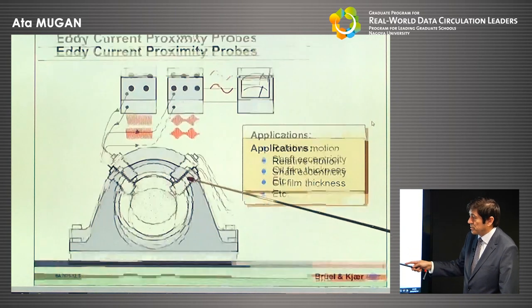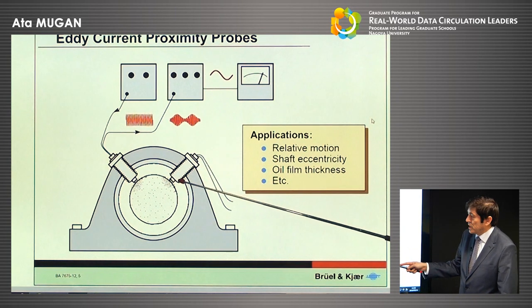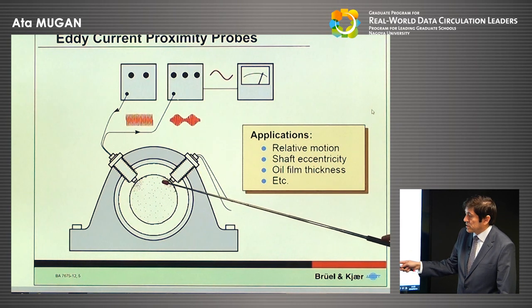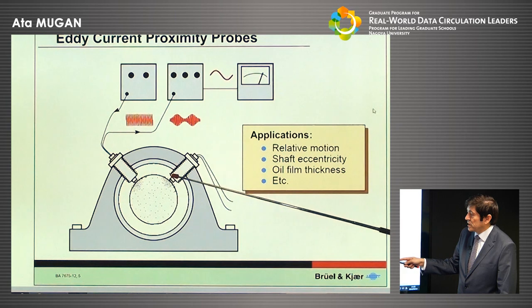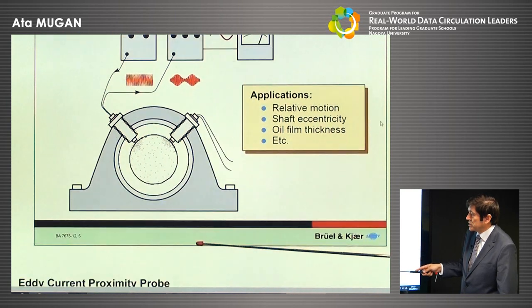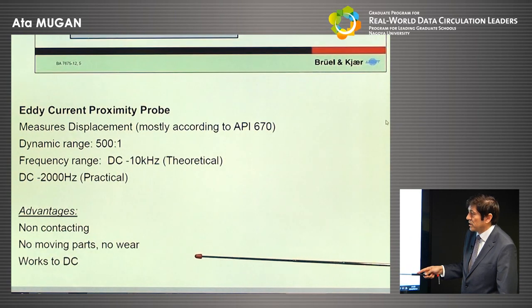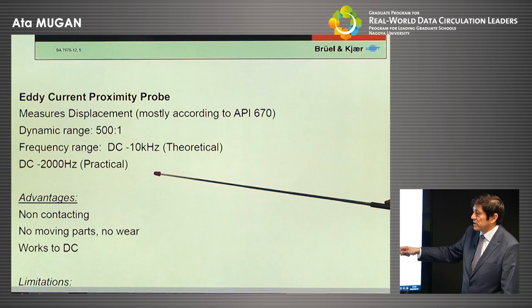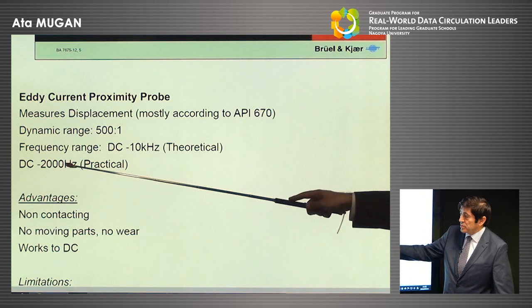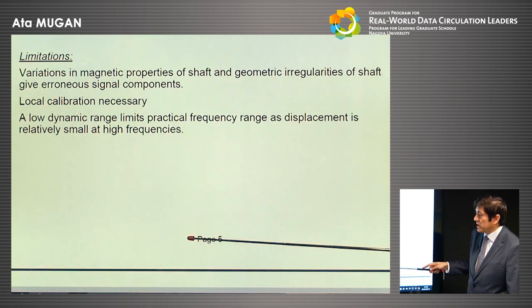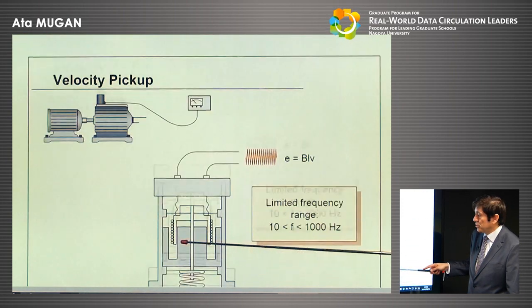In many practical applications, eddy current probes are used. As the distance changes between the probe and the metal component, we get a signal proportional to the distance. That's how you measure the distance, and we get data about vibrations. These are the ranges. Up to 2000 hertz you can use it. That's why for high frequency content we don't use it.